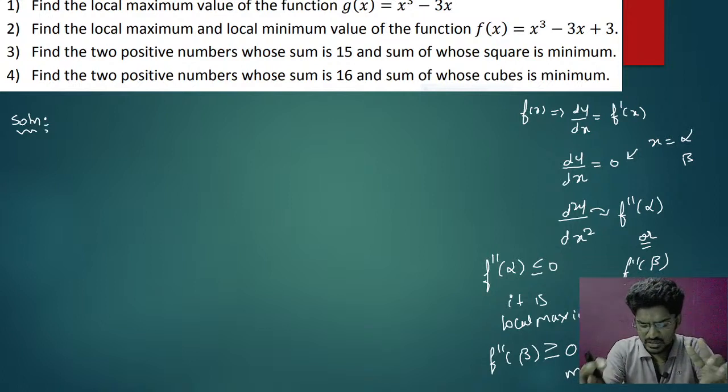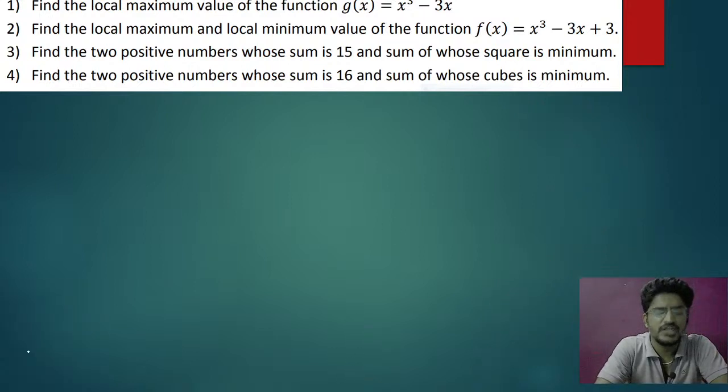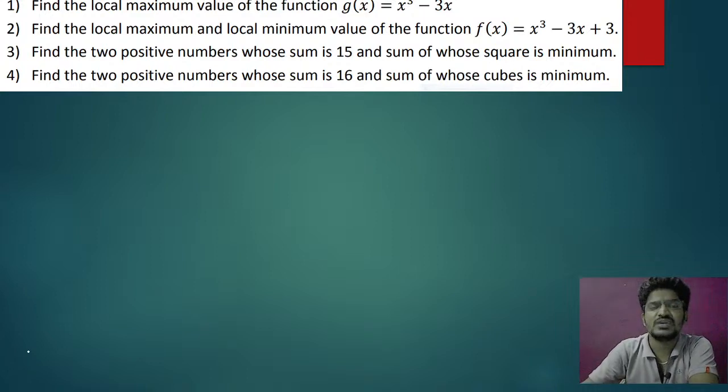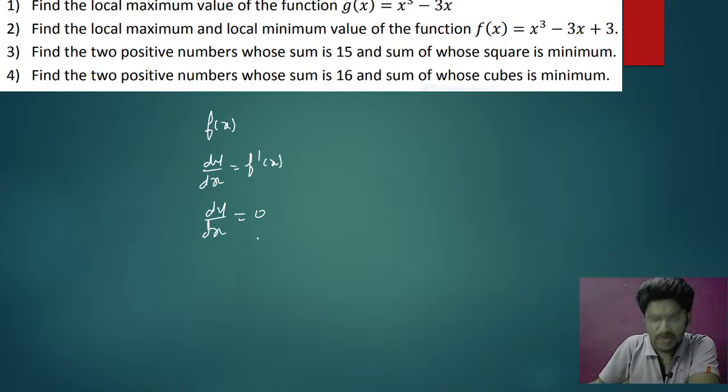If the double differentiation is lesser than 0, local maximum exists. If the double differentiation is greater than 0, it will be a minimum. That means they will give you a function. You have to calculate dy by dx, that is nothing but f dash of x. Equate this term to 0. After equating to 0, you find the values of x. So x will be either alpha or beta. That means you are going to get the values of x.